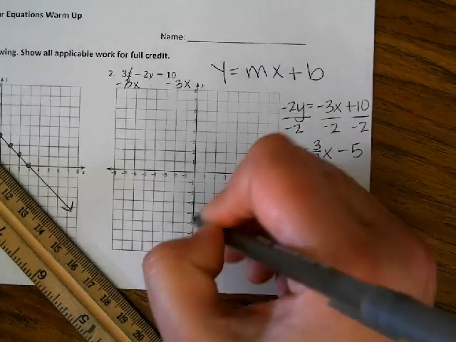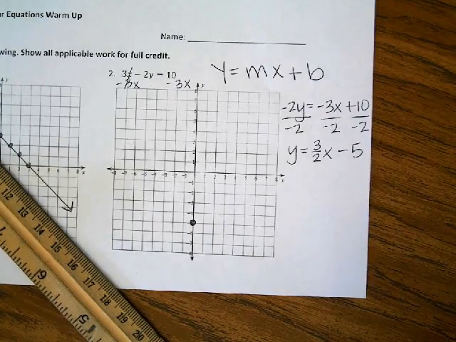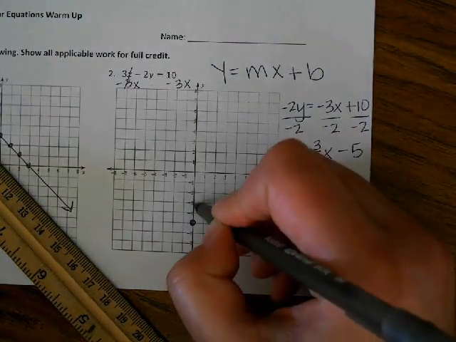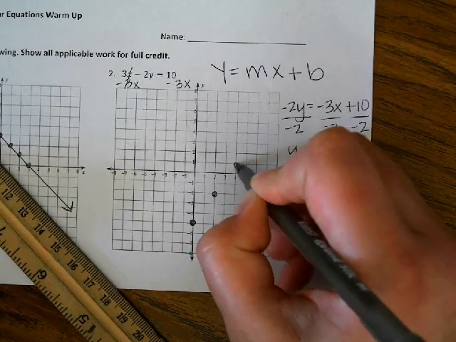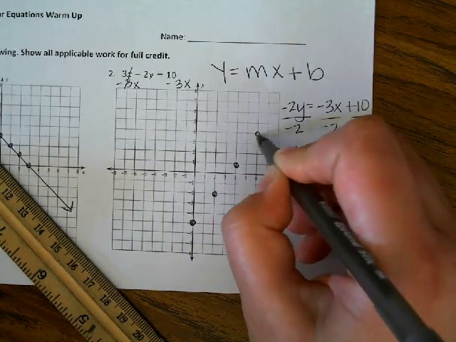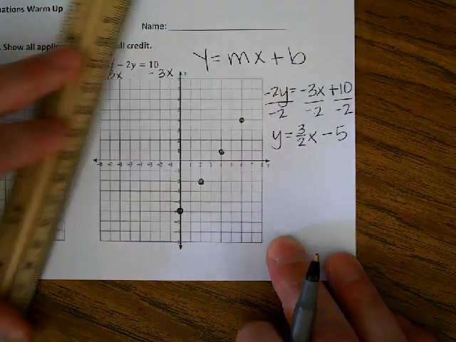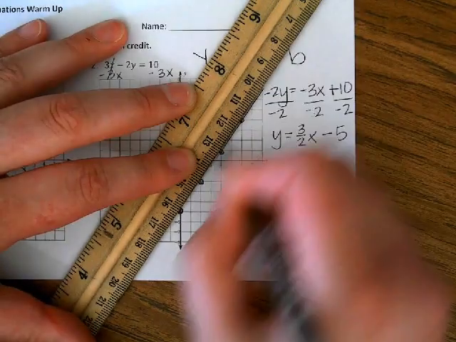Okay, so where do we start? We're going to start at negative 5. And where do we go from there? Up 3 to the right 2, up 3 to the right 2, up 3 to the right 2. Okay, so if you didn't get any part of that one, go ahead and fix your work on that.